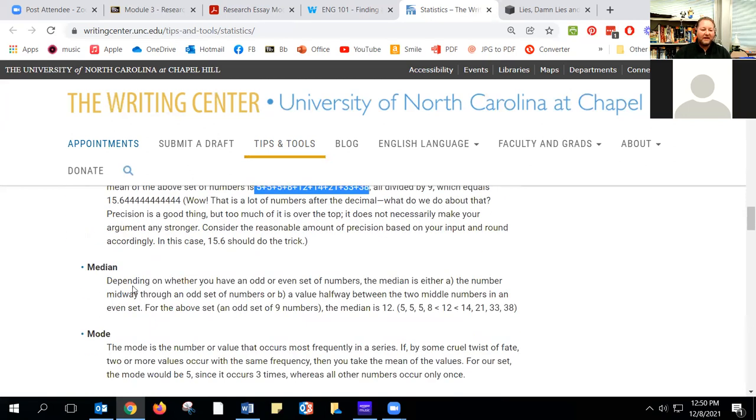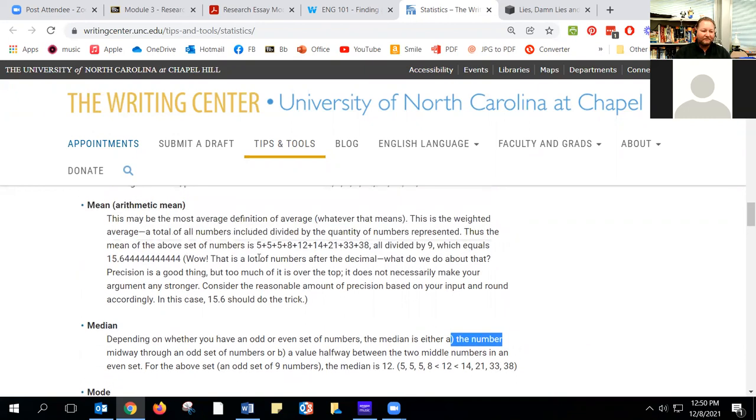But average could also be the median, right? And a median is either the number midway through an odd set of numbers or a value halfway between the two middle numbers in an even set, right? So for our example above here, 5, 5, 5, 8, 12, 14, 21, 33, 38. There's 9 numbers. So to find the median, you just find the number that's in the middle, right? So if there's 9, the one in the middle will be the 5th one. So we have 1, 2, 3, 4, 5, right? So 12 is the median number, right? It's the one in the middle of this set, right?